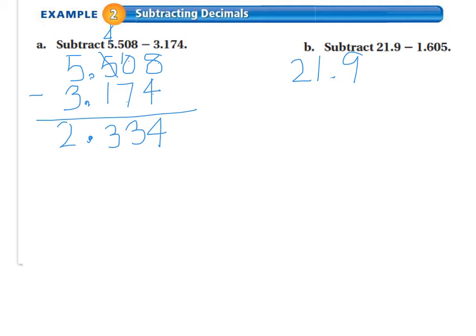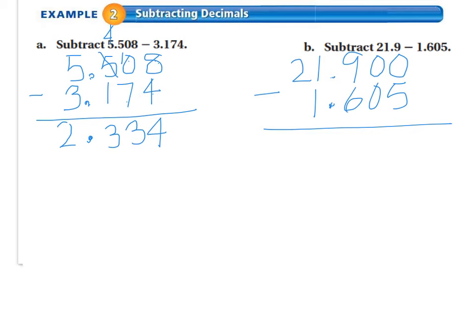Question B, subtract 21.9 minus 1 point, the decimals need to line up, 605. Again, I have some empty placeholders here, so I'm going to put zeros in there so I have the same number of digits and the same number of decimal places.